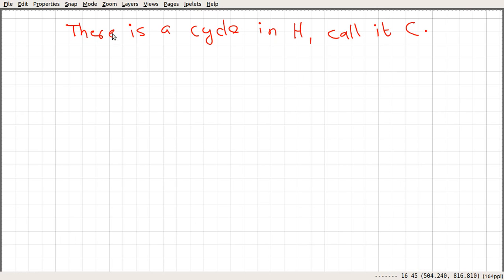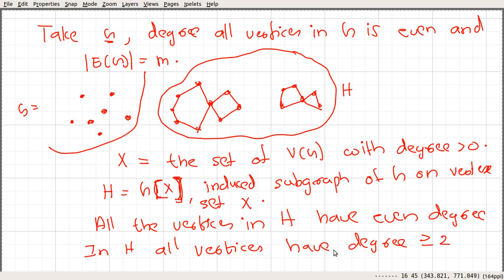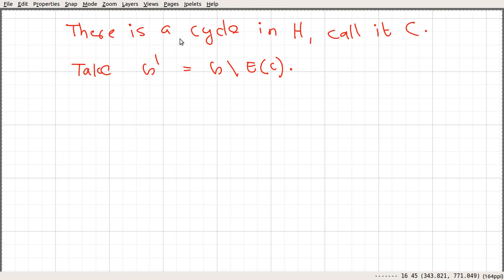And let's call that cycle C. Okay, next what we are going to do is build a new graph, G dash, and G dash is obtained by taking our G and taking away all the edges belonging to this cycle C. Such a cycle exists because in H all the vertices have degree greater than or equal to 2, using the theorem that we proved in video number 11. So since there is a cycle in H and we called it C, we build a new graph G dash by taking away all the edges belonging to this cycle.